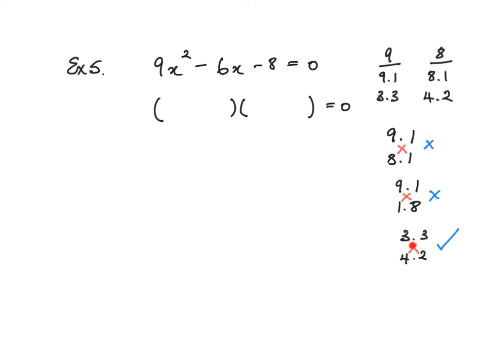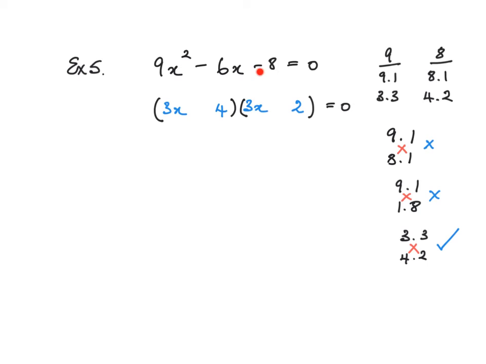3 and 3, the numbers that make up the 9, those must go in first position in the brackets. So 3x and 3x. And then we've got the 4 and the 2.